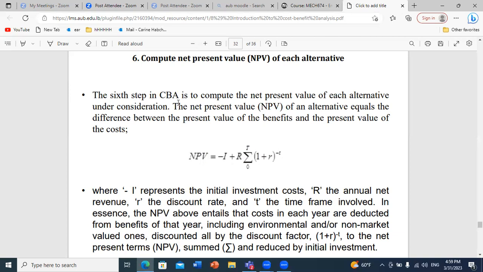What is different in CBA, as we mentioned, is that we should consider every cost and income related to society as a whole, not on the individual level. So this will also include environmental and or non-market valued ones, which are related to the human being, all discounted by the discount factor (1 plus r) to the power minus t, and we do the summation in order to find the NPV at any time t.